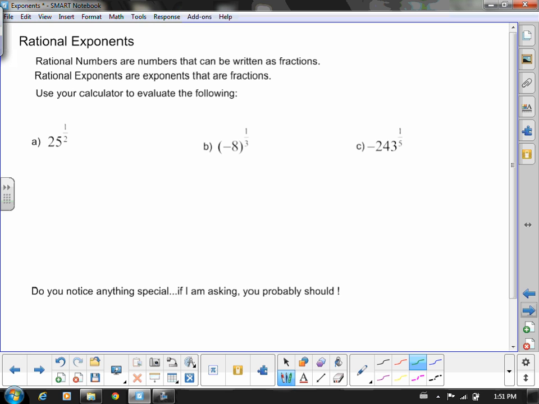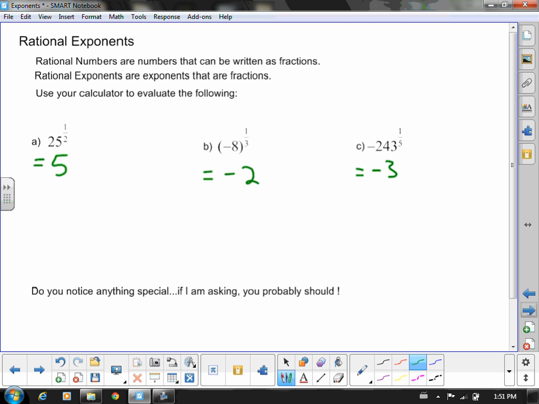All right, now rational exponents. This is something else that you've looked at. If you use your calculator and you input 25 to the power of 1/2, it's going to tell you that it's 5. You use negative 8 to the 1/3, you're going to get negative 2. And if you do negative 243 to the power of 1 over 5, you're going to get negative 3 as your answers. Now these are very nice answers.